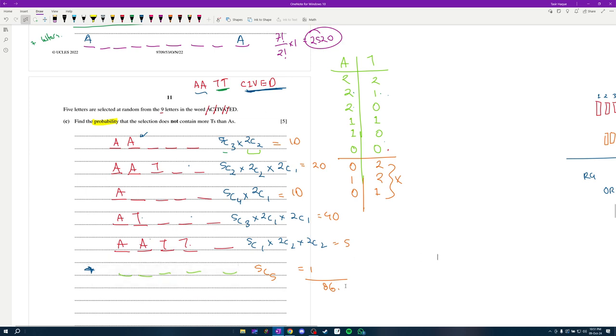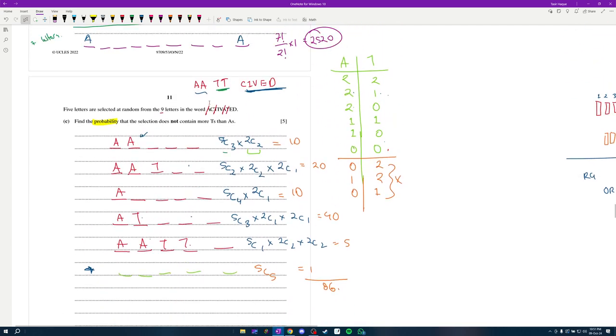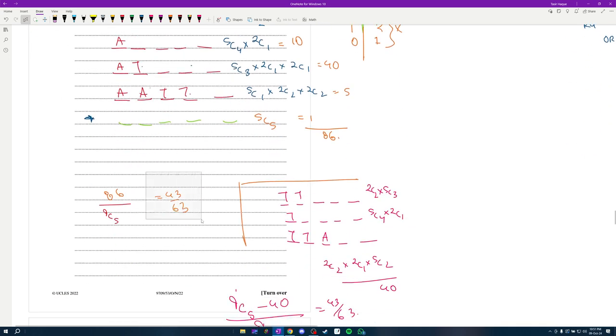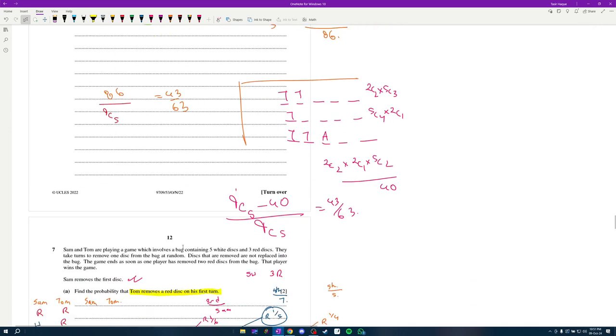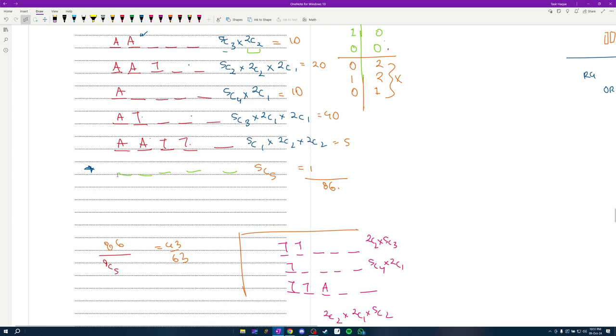That's it. So if you add all of these up, these are the successful events. Now if you divide by all possible events, which is selecting 5 letters from the 9-letter word, which is 9C5, you are going to get this answer as 43 by 63. So that's that. Okay, so we are done with 2022.